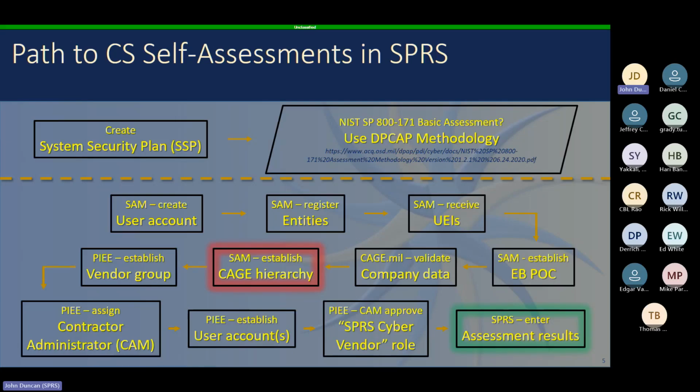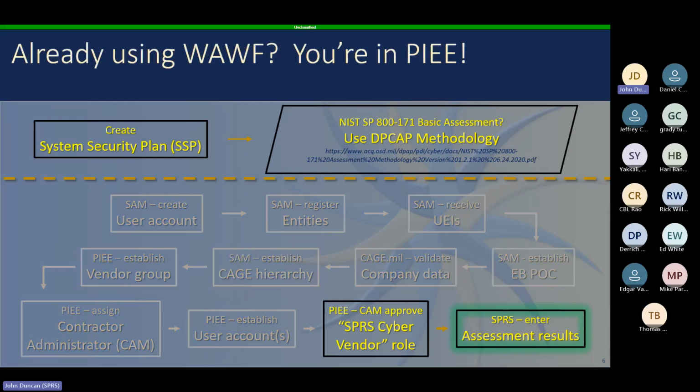These are parallel courses here. You can work on your IT side, get your system security plan, and start the checklist, and then do all the other things to get into business. If you have already done business with the DoD and you already have an account in WAWF, the Wide Area Workflow, which is the vouchering system by which you get paid, that means you're already in PIEE, so you could just skip to all these things and go get that SPRS cyber vendor role. It's very simple. You apply for that, your contractor administrator approves it, and now you can enter your assessment results.